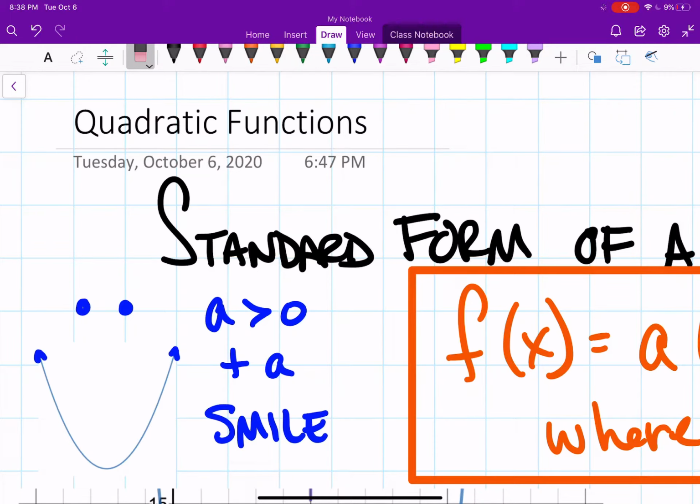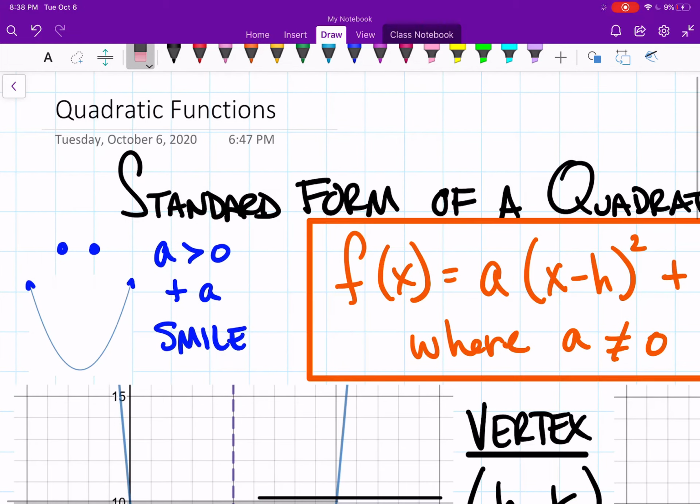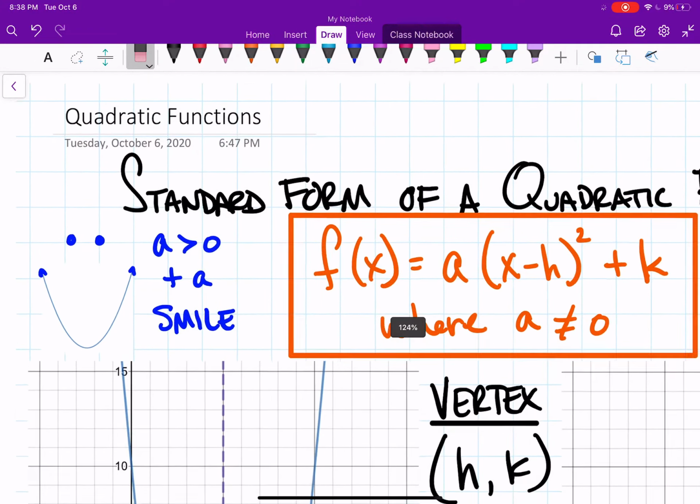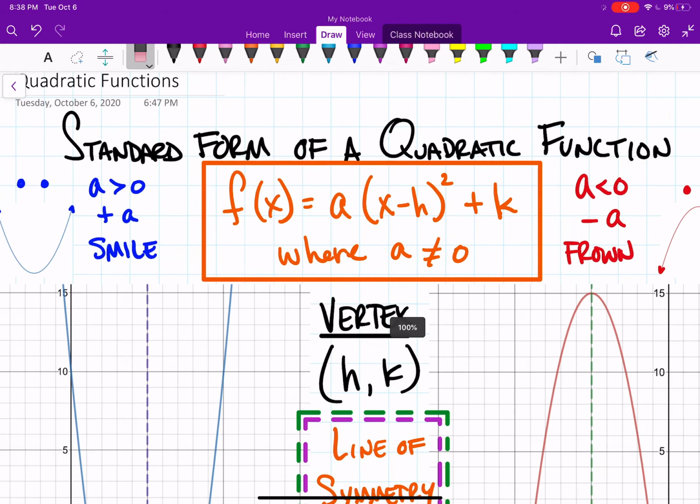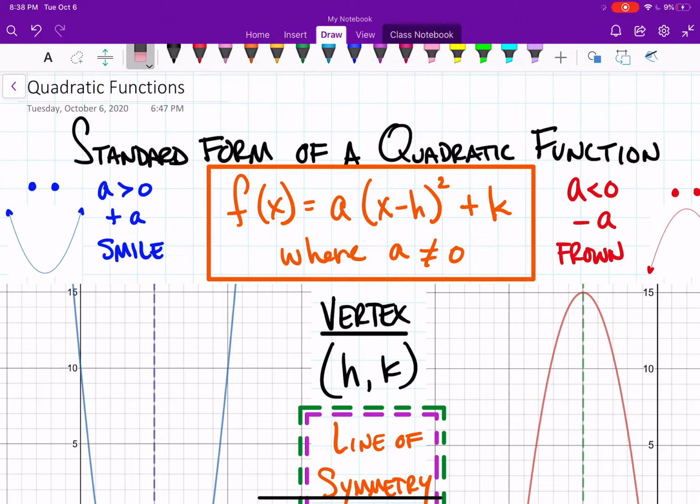So we're talking about quadratic functions today. First, we're going to talk about the standard form of a quadratic function, right? That would be f of x is equal to a times (x minus h) squared plus k, where the a cannot be 0. Because if a was 0, guess what? Then you will only have f of x is equal to k.